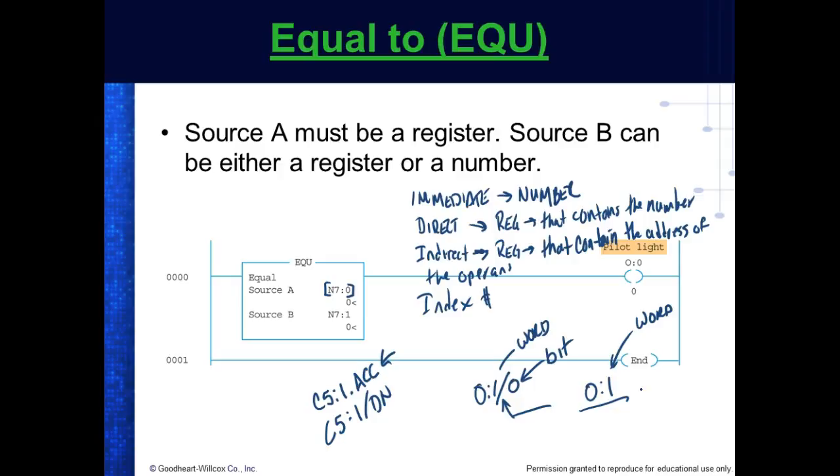So my source could be the accumulator register in my counter. So how would I put that? I would put like C5, right? Colon 1 dot ACC. So we're talking about this right here. This could be the register in a timer. It could be the register in a counter. It could be a floating point register. It could be a control register. It could be an integer register. It could be status registers. Anything that's addressed. Could be a bit register, right?